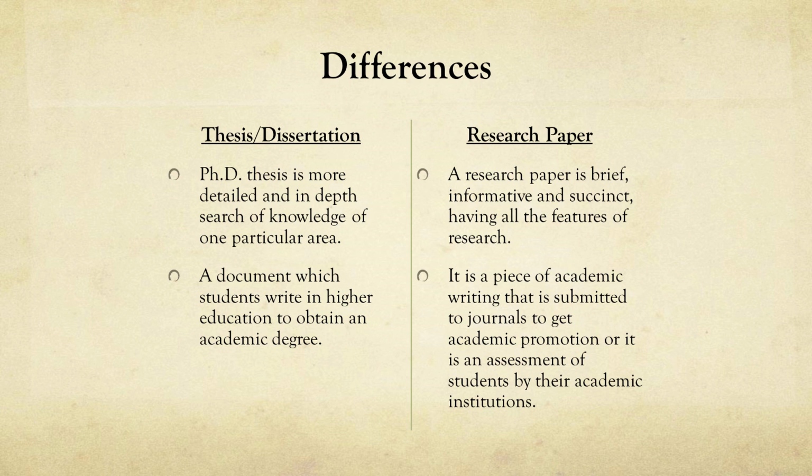Now we come to the research paper. Research papers are brief and very informative, and they give all the features that are required for research. The structure followed in a research paper is also followed in a thesis and a dissertation, but a research paper is a crisp form of a thesis or a dissertation. It usually has fewer objectives, fewer research questions, and so on. We'll be further brushing up on these things as we move ahead in the modules.